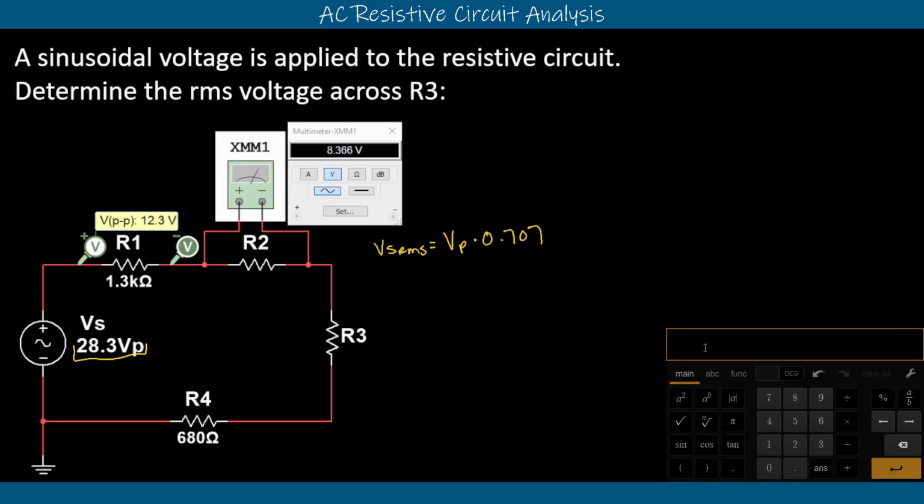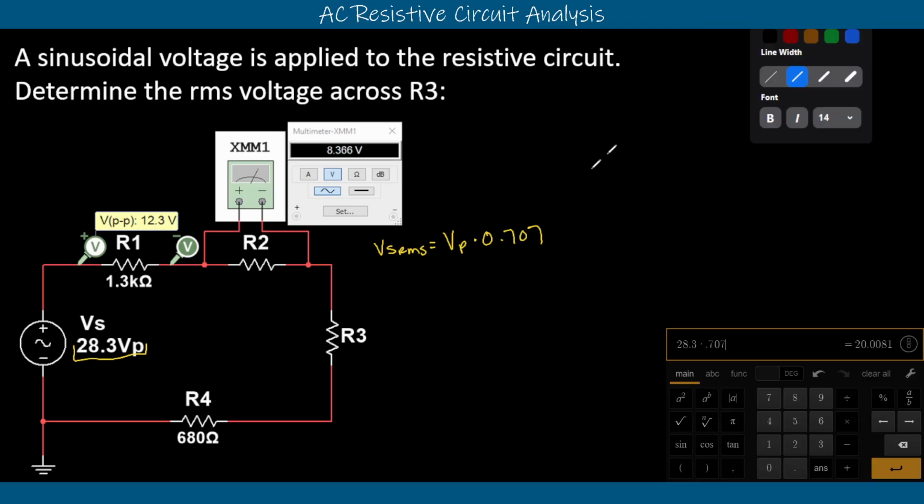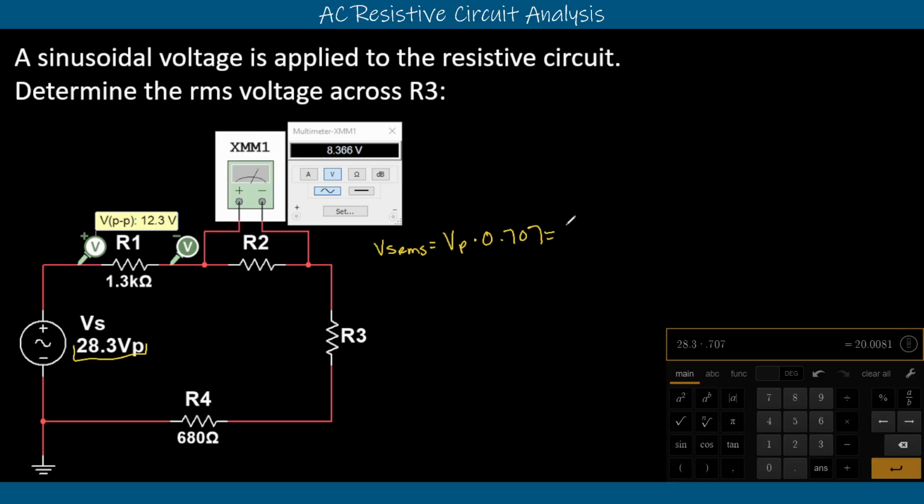That we have 28.3 multiplied by 0.707. That gives us 20. We'll say that our VRMS is equal to 20 volts. We'll round that off even. And that's an RMS now.